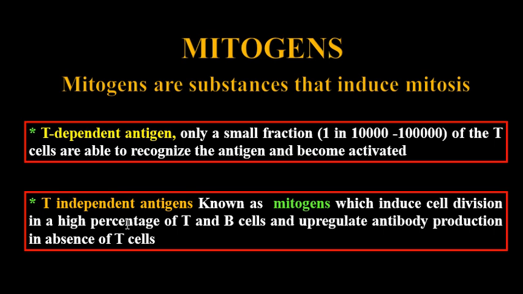However, in T independent antigen, where the T and B interaction is not required, this T independent antigen is known as mitogen, which induces cell division in a high percentage of T and B cells and upregulates antibody production in the absence of T cells.